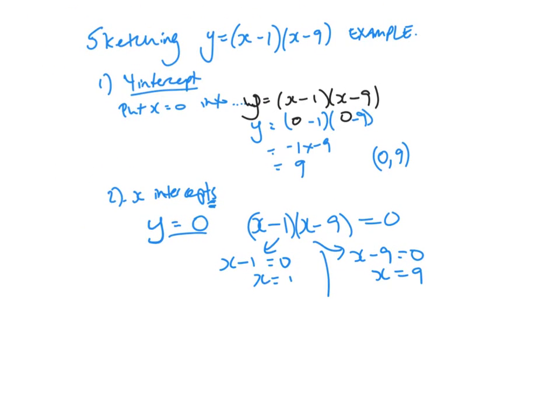So we write down those coordinate points. This one here, x of 1, y of 0: (1, 0). Write it down so you can plot it easily. The second one is (9, 0). Notice it's different to the y-intercept, where 0 comes first and then 9.